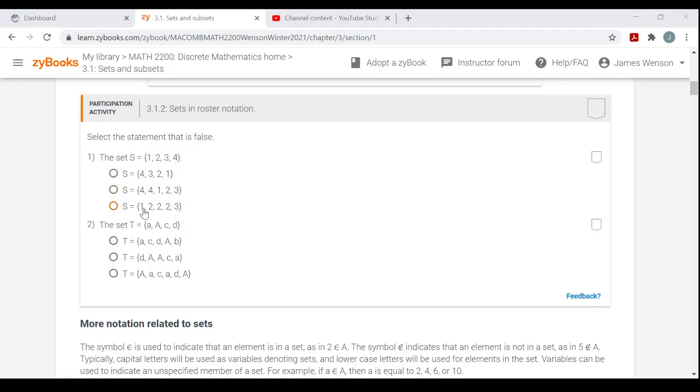And here set S is 1, there's 3 2s, so it just has the elements 1, 2, and 3. Yeah, there are 3 2s, but it only has element 2, even though it repeats 3 times. But notice that it doesn't have the element 4. So this is not the same set. It does not contain the element 4.